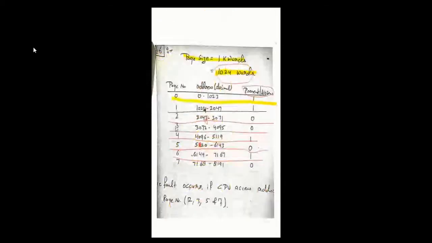That's why for this block 0, 1, 4, 6, I put 1, 1, 1, and the remaining bit is 0 because they are not present in main memory. What happens in paging? If the CPU wants page 0, it will go to the page table and check the present bit. Tell me, what is the present bit? It is 1. Yeah, it means the page is present in the main memory.